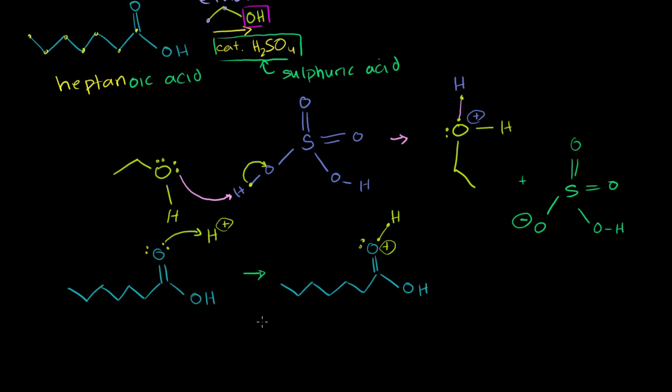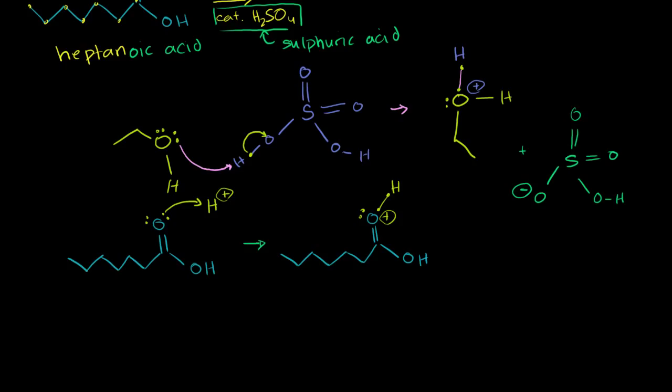Now the next step, we have all of this ethanol floating around. So let me introduce some ethanol. And I'll do this in a different color. So we have this ethanol floating around. And this is 1, 2 carbons. This is our ethanol. You have two electron pairs on that oxygen.